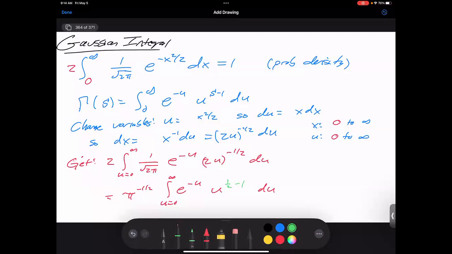So this is going to just equal gamma of 1/2 times pi to the minus 1/2, and that equals 1. So gamma of 1/2 is going to be pi to the 1/2, or the square root of pi. This is one of the most important values of the gamma function. It's extremely important in statistics.